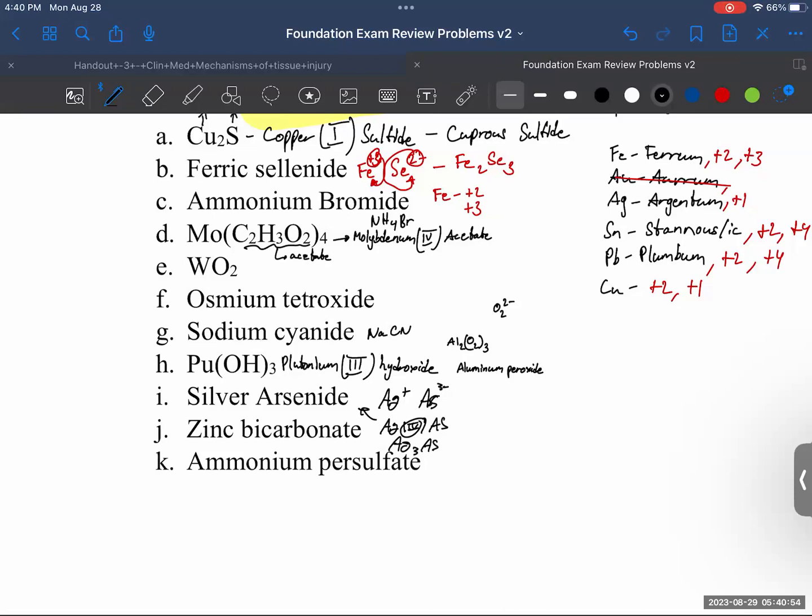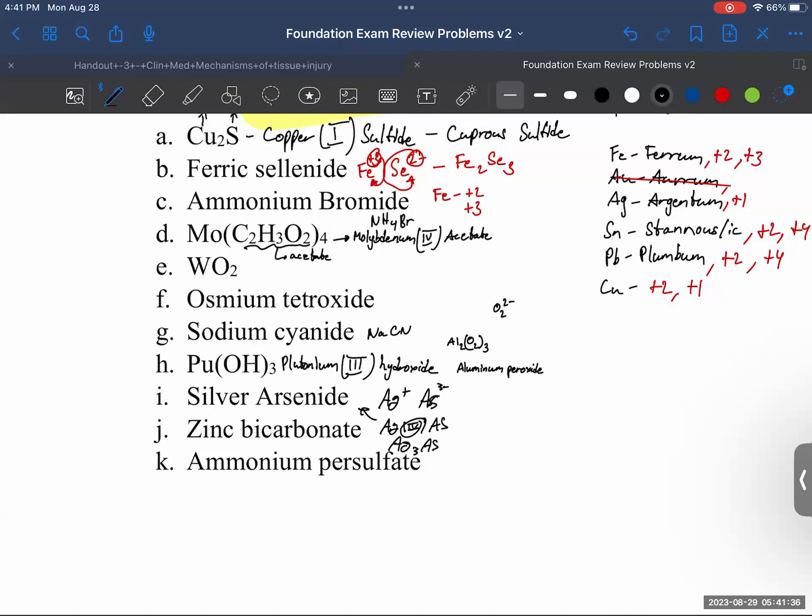Right, awkward exits aside, let's move on to J. Zinc bicarbonate. So bicarbonate, what polyatomic ion is that again? Another way to look at it is hydrogen carbonate. It's another way to say it. Carbonate is CO3, right? So it'd be CO3 and then parentheses.